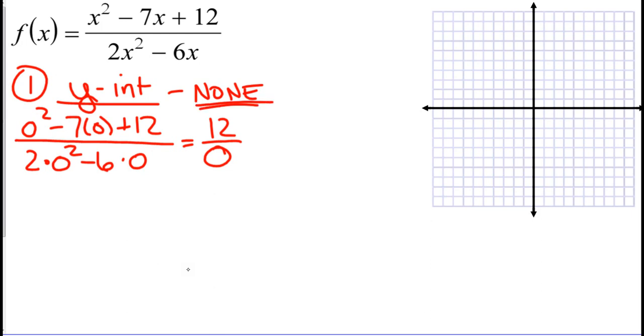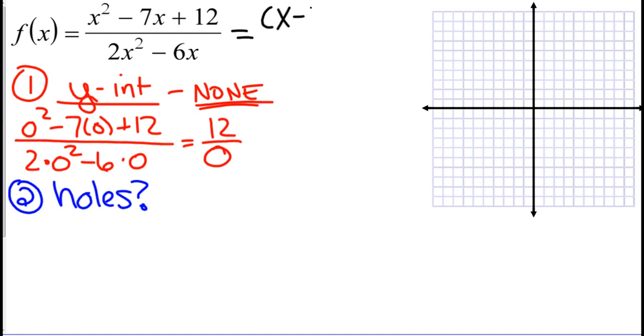Second step that we did, we talked about, are there any holes in the graph? And remember, we find holes in the graph by saying, okay, what cancels? What in our numerator cancels with what in our denominator? We can't know that until we actually factor our numerator and our denominator. So the numerator, I'm going to look for two numbers that when I multiply them, I get a positive 12, and when I add them, I get a negative 7. That's just simple factoring right there. So that will factor into an x minus 3 and an x minus 4.